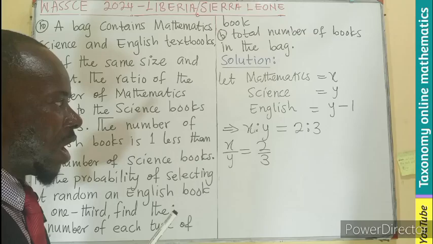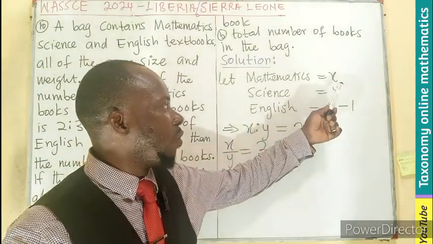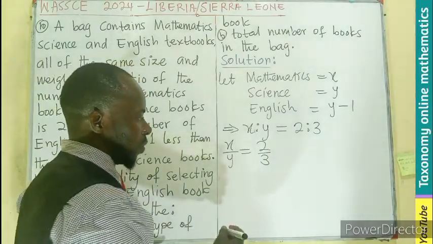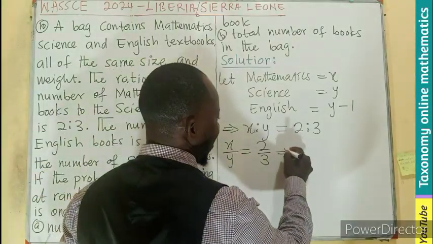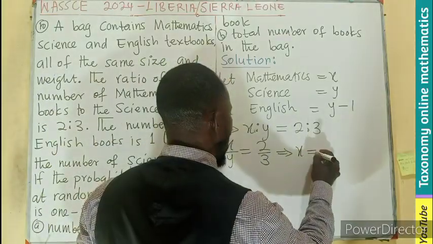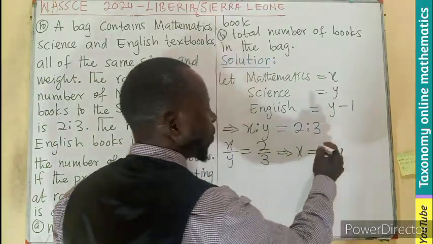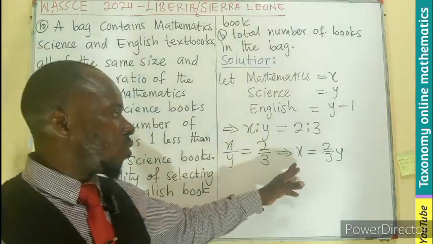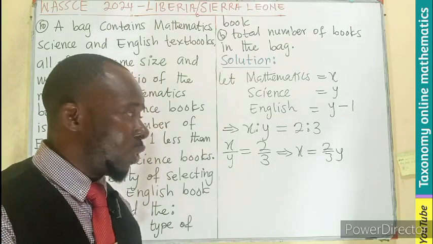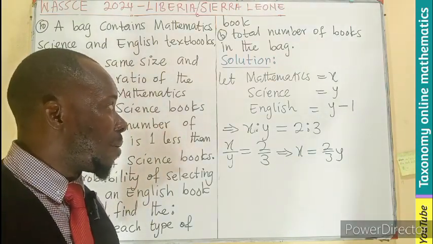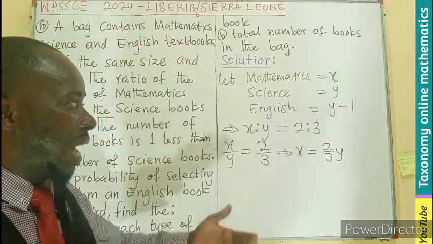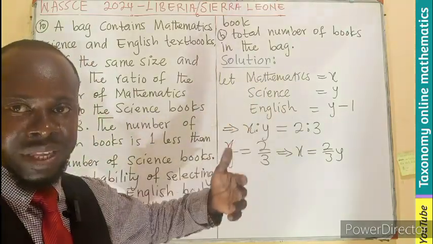What is next? Let's find the value of X in terms of Y. Since I'm having Y here, this is going to imply that I'll multiply both sides by Y. So X will be equal to 2/3 Y. So now the X is also having Y as its value. What is next? We know the value of all the books. The number of books for mathematics is X, for science is Y, and for English is known.